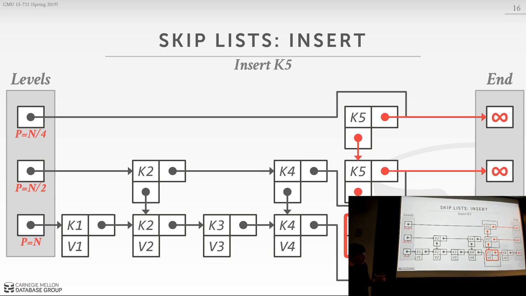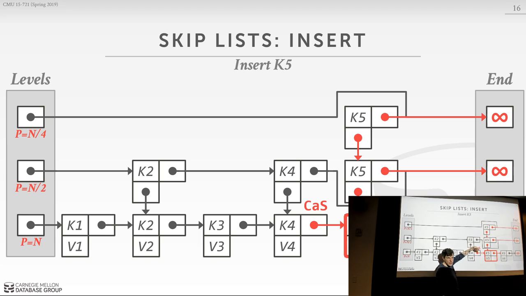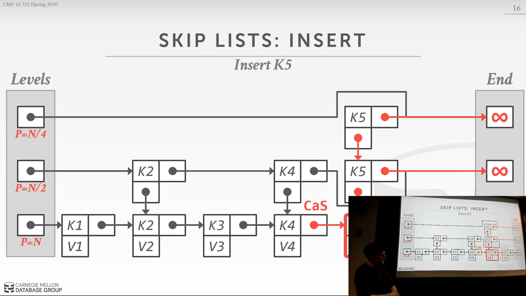All right, so I start at the bottom, and I want to do a compare and swap on this one here. The way I found it was, in order to do my insert, I had to scan along and do a search to figure out where I should be. So now I know the node before me and the node after me, so I know to get this pointer, and I know that I need to do a compare and swap on this. Now, if this compare and swap succeeds, this key is now fully visible in the system.